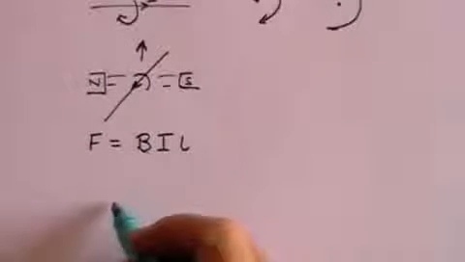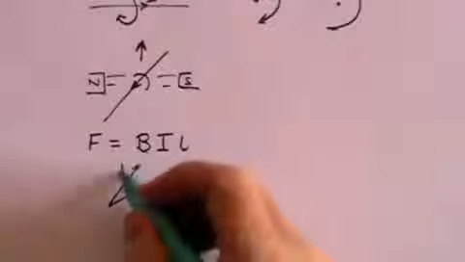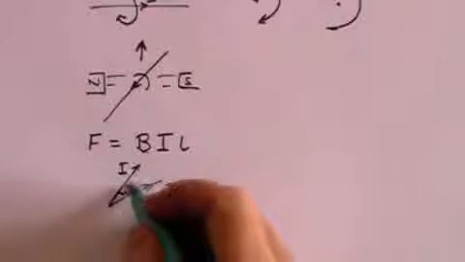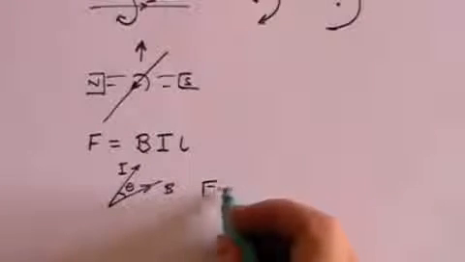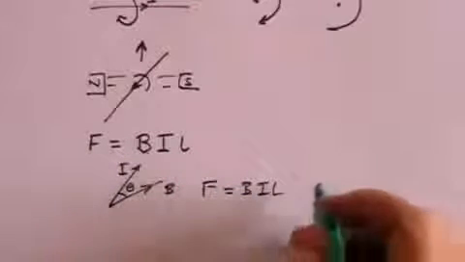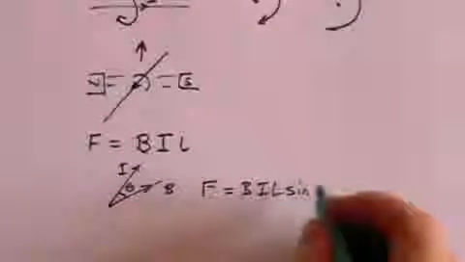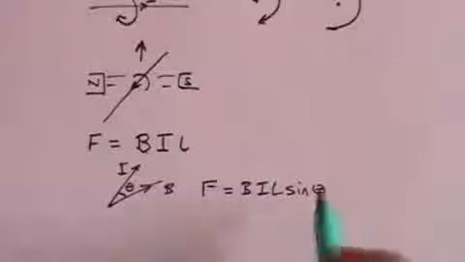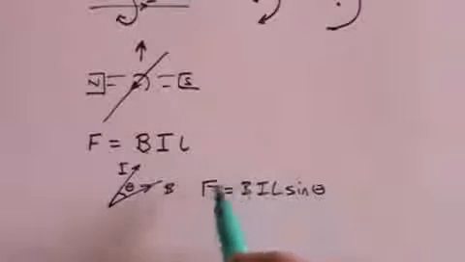Let's suppose, for example, that B is in this direction and I is in this direction. What then is the value of the force? Well, the angle between the two is theta, and the force will then be BIL, the same as it was before, but now multiplied by the sine of the angle between them. And you can see that when theta is 90 degrees, the sine of 90 is 1. But when theta is 0, the force is 0.